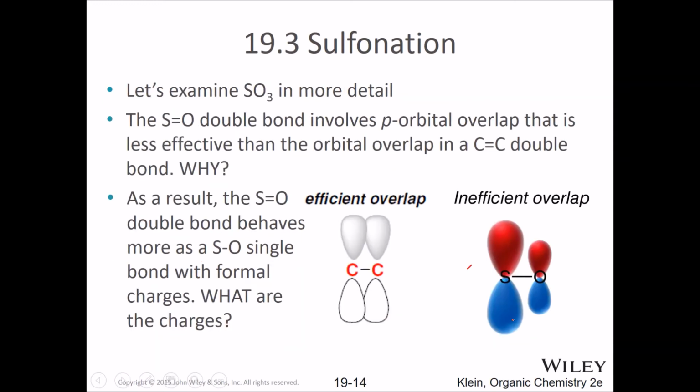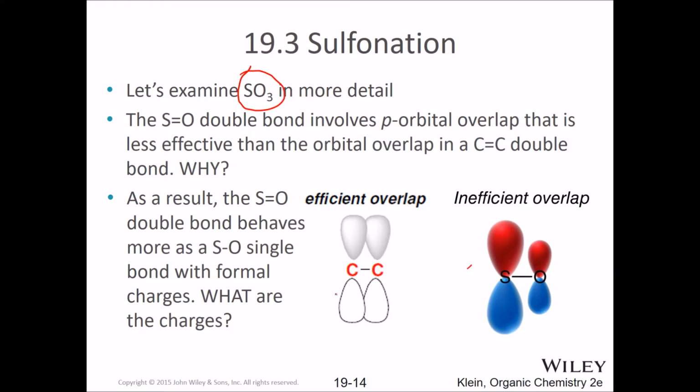All right. So, looking at sulfur trioxide in more detail. Say it out loud, please. Sulfur trioxide. And I'm not teasing when I say that. I hope you don't feel silly doing it, but say it. Sulfur trioxide, SO3. The SO double bond involves a p orbital overlap, no big deal, but it's less effective than the orbital overlap of a carbon-carbon double bond.